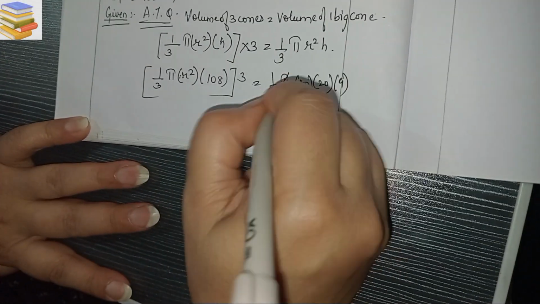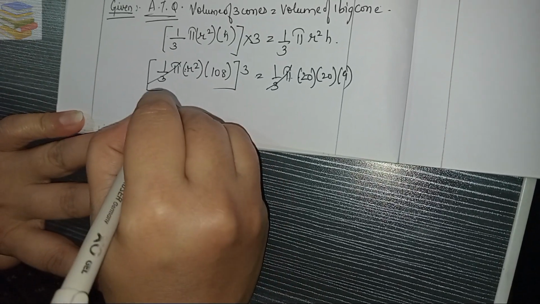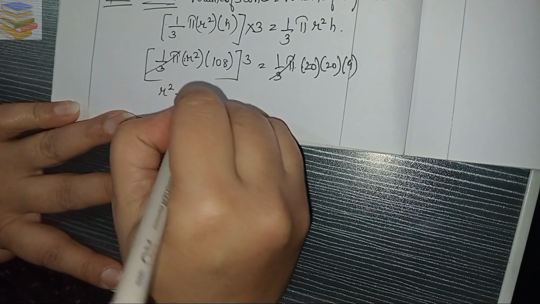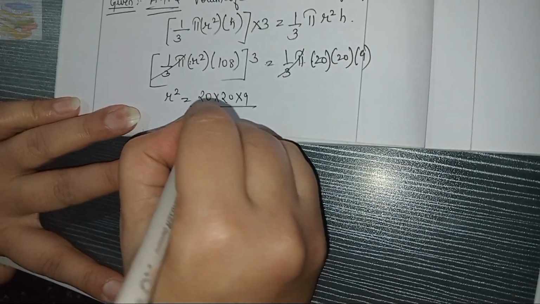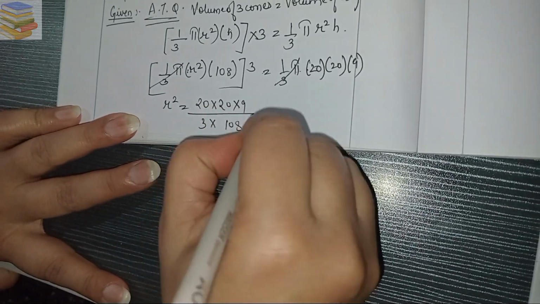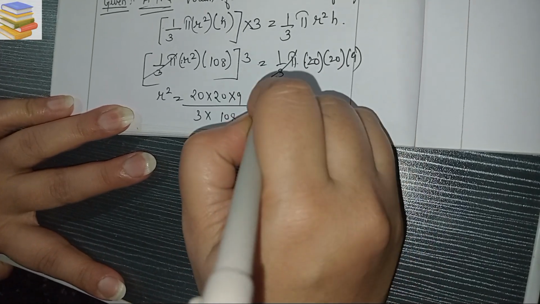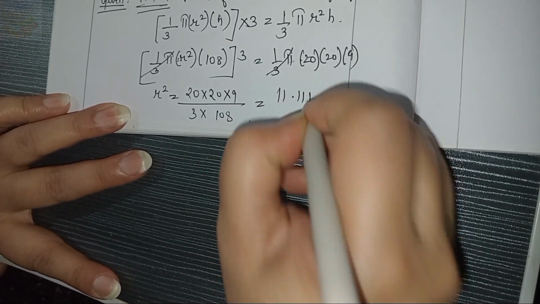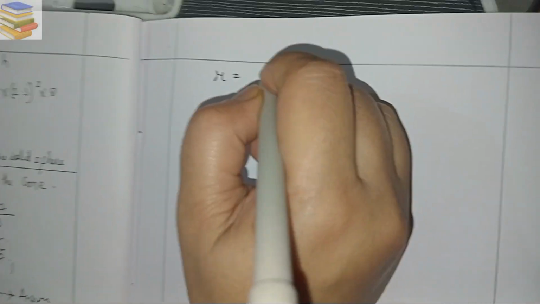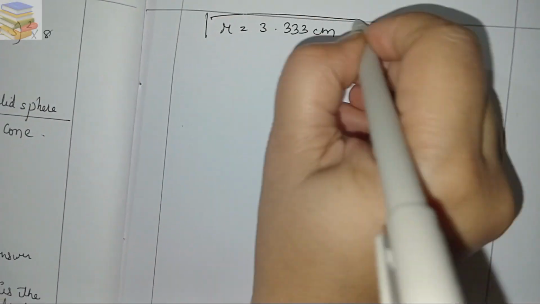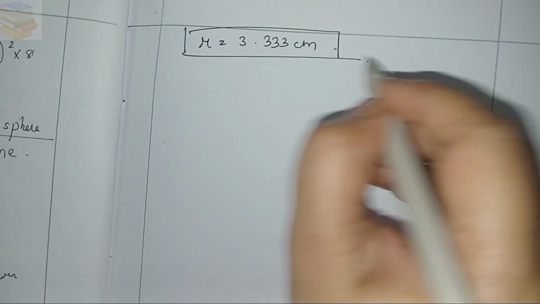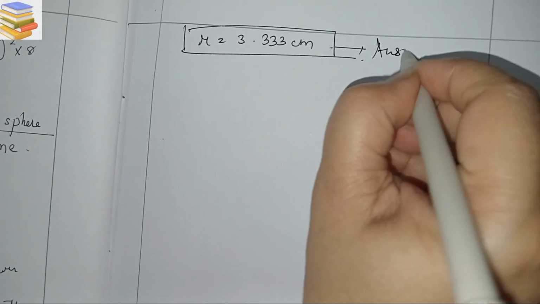So this will go along with it. Okay, what will r square be? R square is equal to 20 into 20 into 9 over 3 into 108. On simplification we get 11.111. Simply, our root will become 3.333 centimeters. Okay, got it? This is going to be your radius and your final answer.